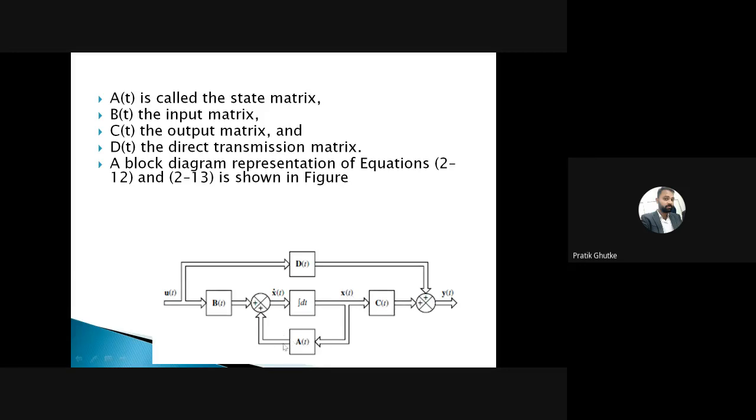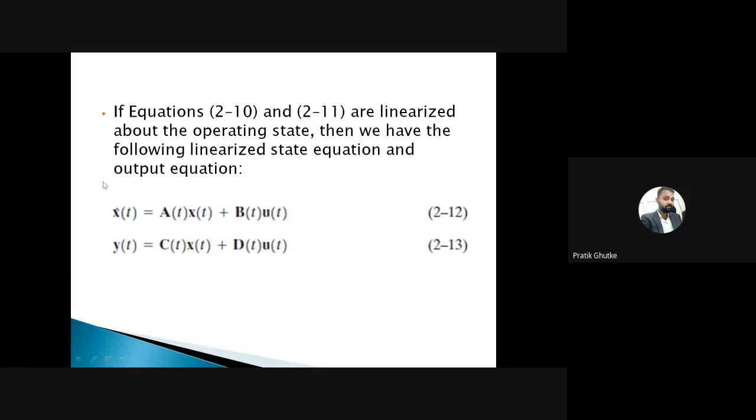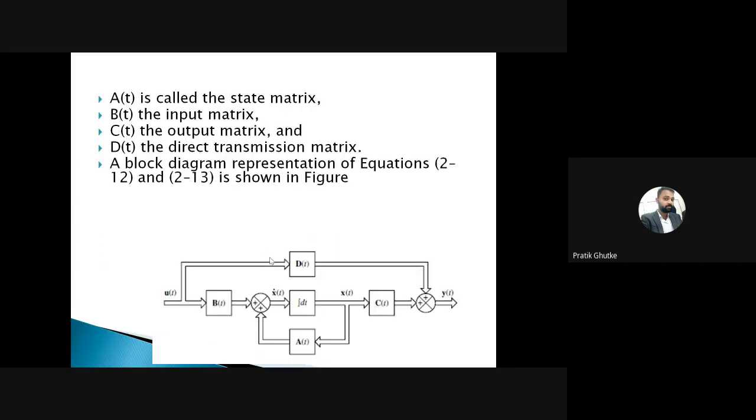So by taking the derivative of x of t, I will get x dot of t. This is how I can define the total block diagram with the help of the state equation: x dot of t equals A x of t plus B u of t, and y of t equals C x of t plus D u of t. So in this way, we have represented the state equation in block diagram form.